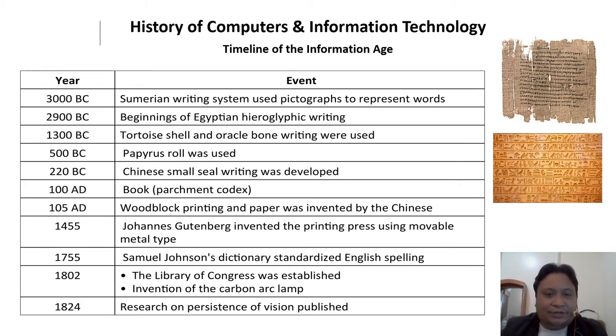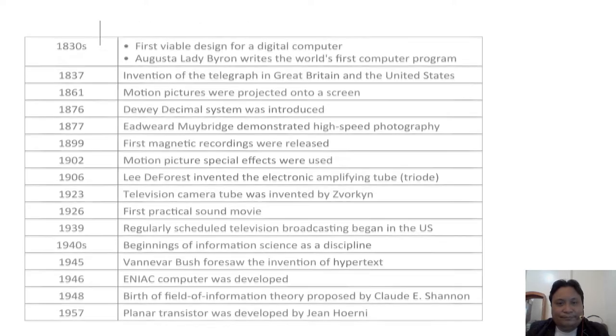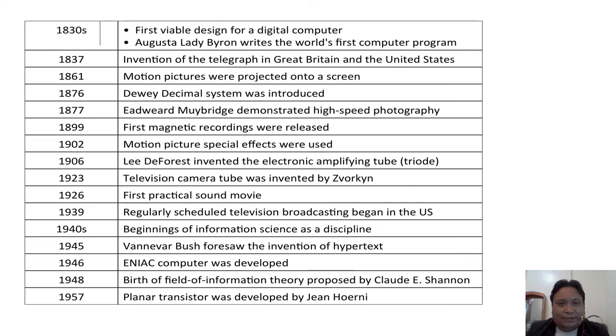Moreover, the invention of the carbon arc lamp. And in 1824, the research on persistence of vision was published. Next one is the 1830s. First viable design for a digital computer. Augusta Lady Byron writes the world's first computer program. And the invention of the telegraph in Great Britain and the United States.